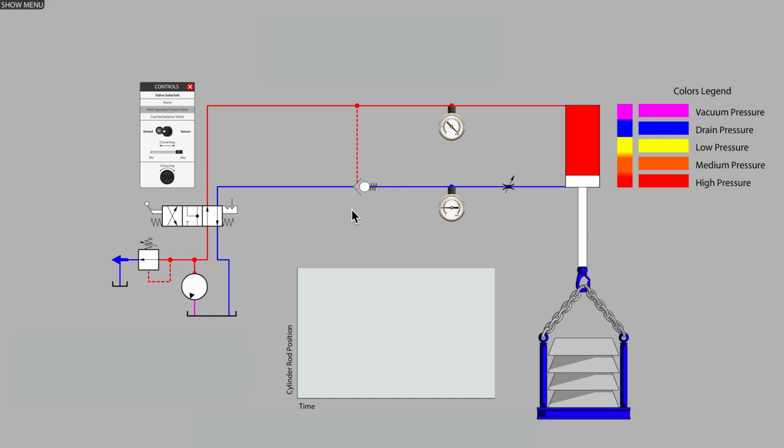The problem with uneven motion has been solved, but at the expense of cylinder speed. The disadvantage of this particular solution is that the use of the needle valve makes the cylinder speed very slow. In the next video, we will install a counterbalance valve and see what effect it has on cylinder motion while lowering a heavy load.